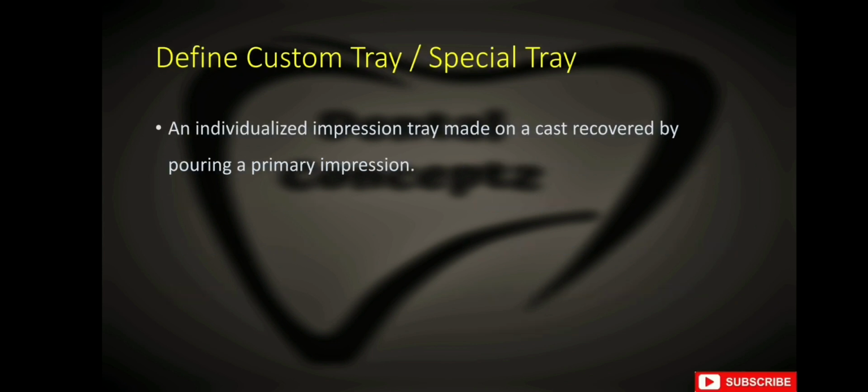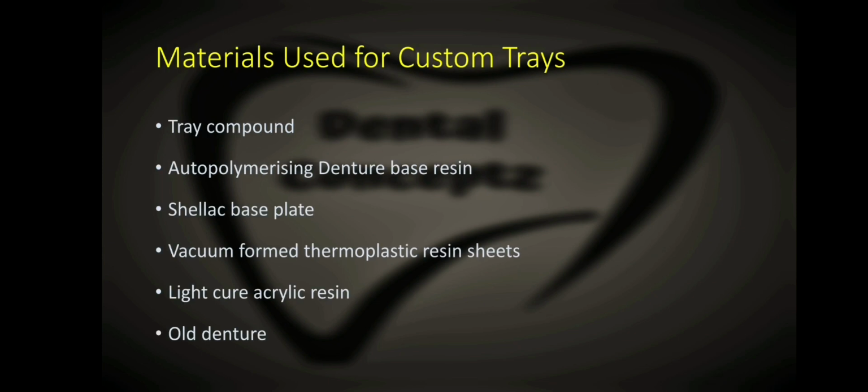What is a custom tray? Custom tray is an individualized impression tray made on a cast recovered by pouring a primary impression. Different materials which can be used for fabrication of custom trays are tray compound, autopolymerizing denture base resins, shellac base plate, vacuum formed thermoplastic resin sheets, light cure acrylic resin, and old dentures can be used as custom trays.